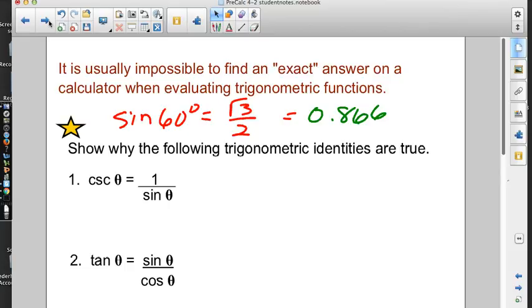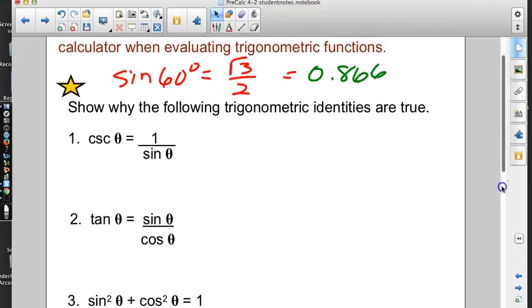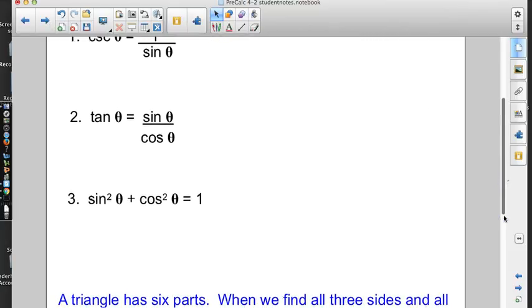So this says, show why the following trigonometric identities are true. Because we have had so few days when we're going to have work time and time when I can have you work with partners, because we have so much material to cover, I decided this would be a good one to do that with. I'm going to do the hardest one with you, and then send you with a partner to figure out the other two. And the hardest one we have is right down here, number 3.